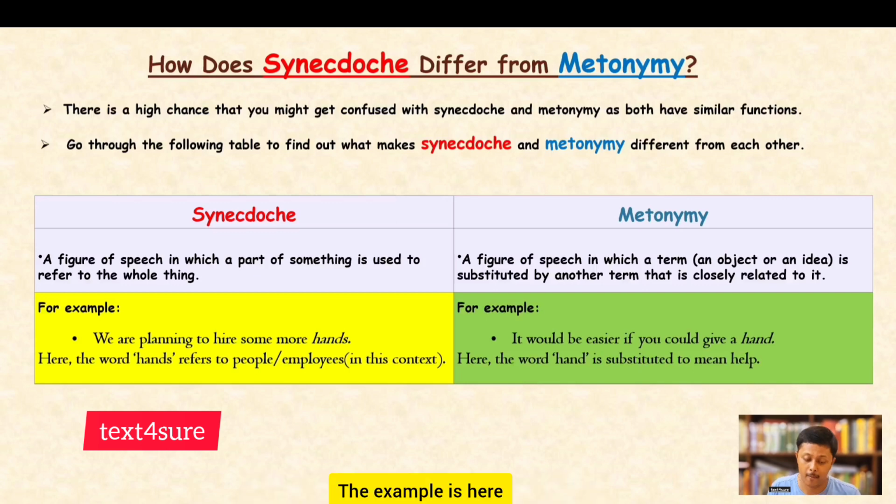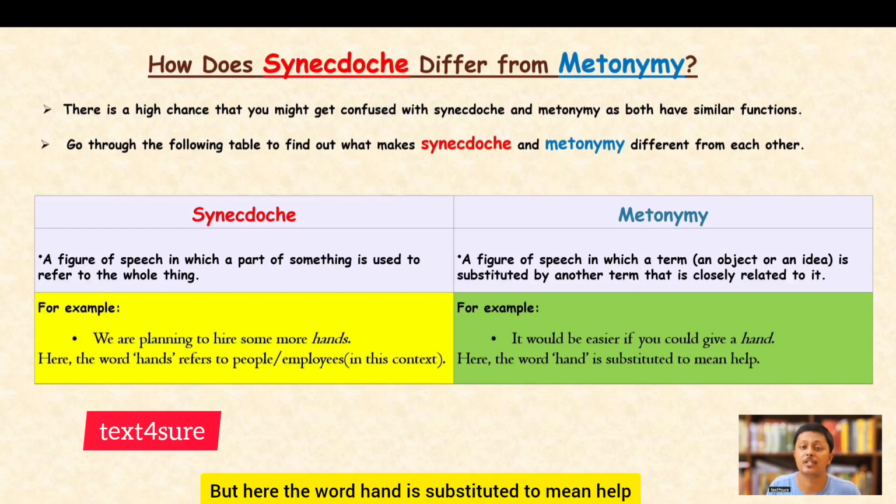The example is here. We are planning to hire some more hands. Here, the word hands refers to the people or employees. We have already got it. And metonymy is a figure of speech in which a term, an object, or an idea is substituted by another term that is closely related to it. It would be easier if you could give a hand. See here, the same example with a hand. But here, the word hand is substituted to mean help.